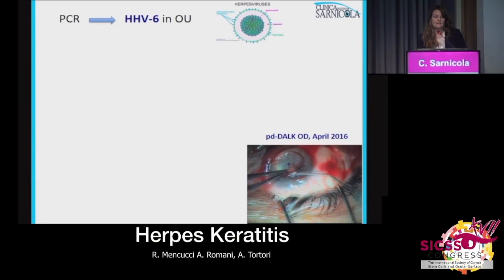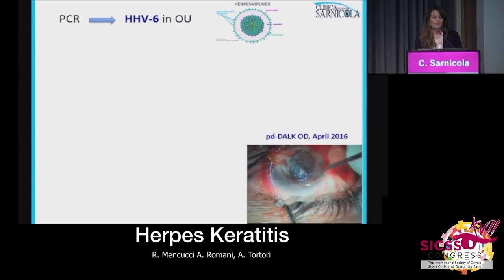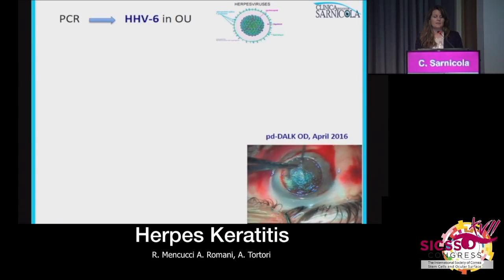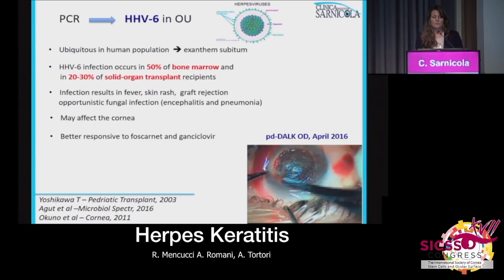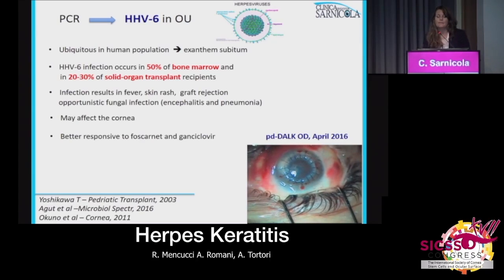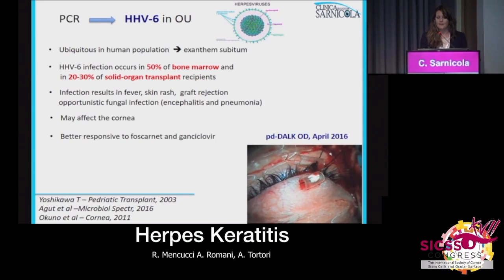But what is particularly interesting is that in both corneal buttons that we analyzed, the PCR was positive for herpes virus type 6. This is an ubiquitous kind of virus that may cause exanthema subitum, a childhood benign disease, and herpes type 6 can be present in 50% of patients receiving bone marrow and 20 to 30% of recipients of solid organ.